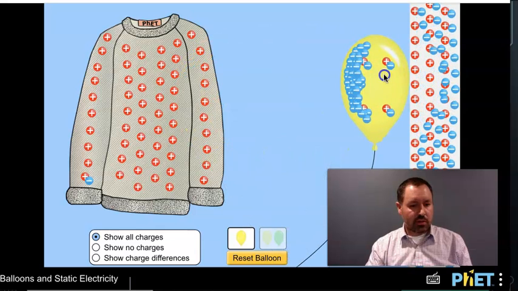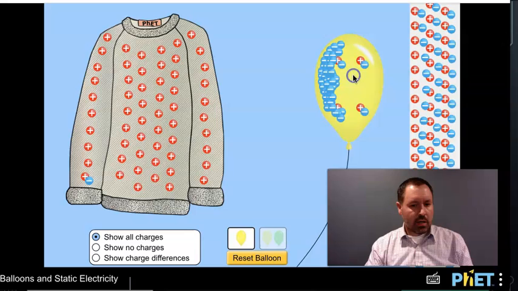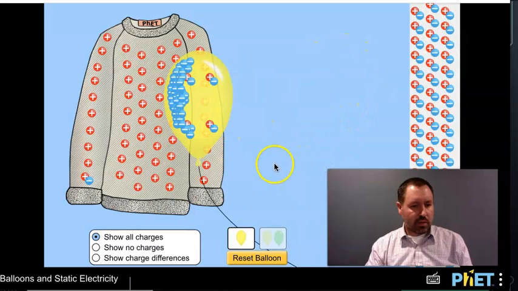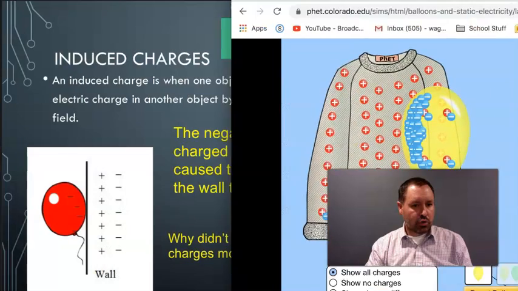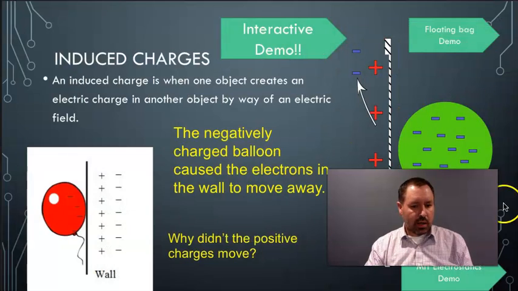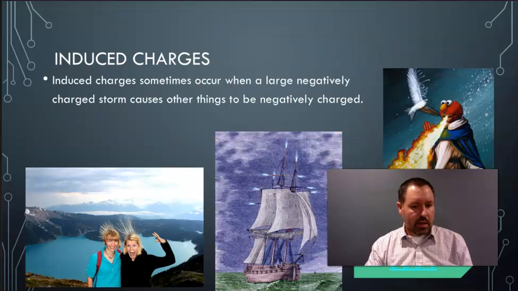If you want to try this on your own, you'd go to PhET Colorado, and try a few things like that. Anyway, let's move this out of the way and go back to our PowerPoint. This is just kind of fun.